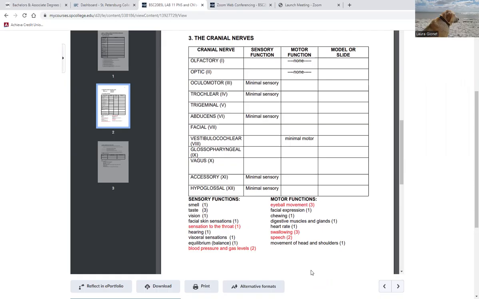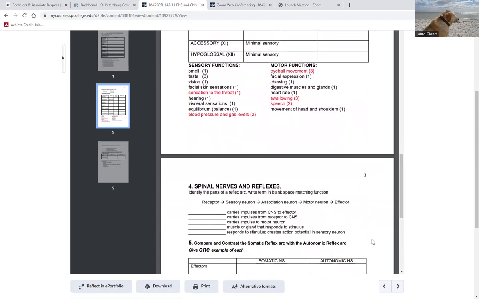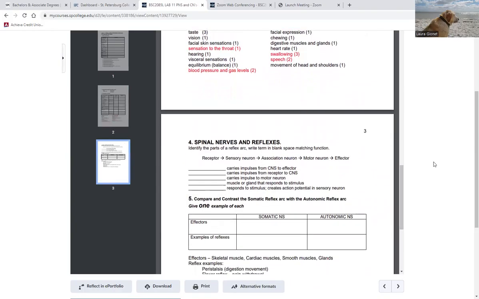Okay, so now we're going to move on to spinal nerves and reflexes. We have two types of spinal reflex models, and we're going to identify the 5 components of a reflex arc and then look at their functions, so to speak. And we're going to see where they're located on these different models.